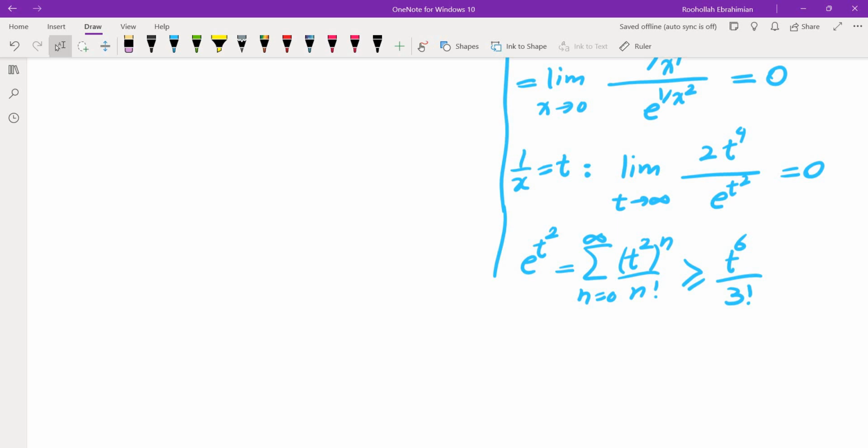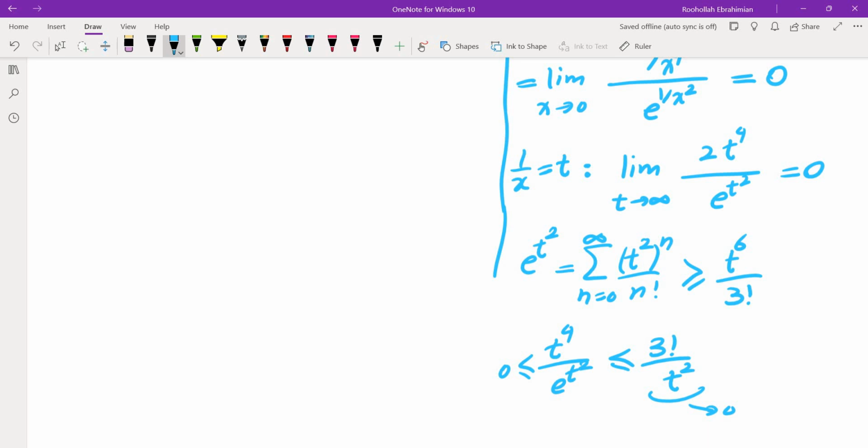And then you do the same thing. So t to the power of 4 over e to the power of t squared would be less than or equal to 3 factorial over t squared, I believe. And since t goes to infinity, this goes to 0, and therefore this goes to 0.